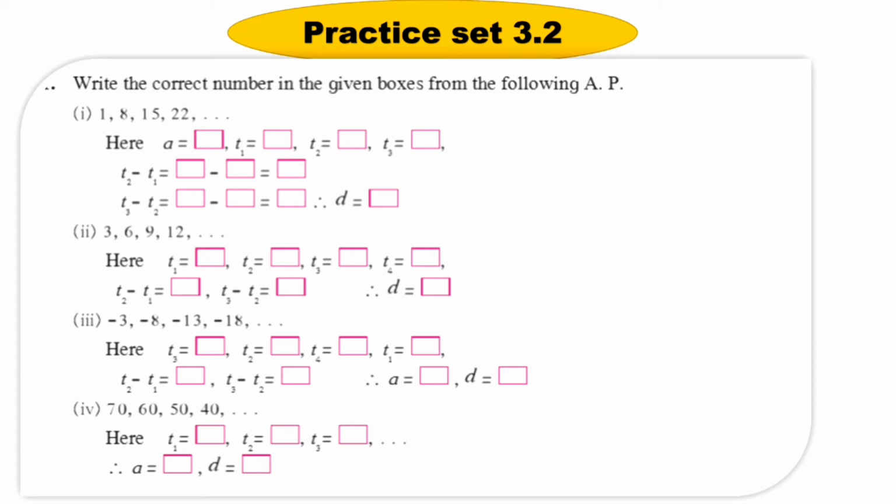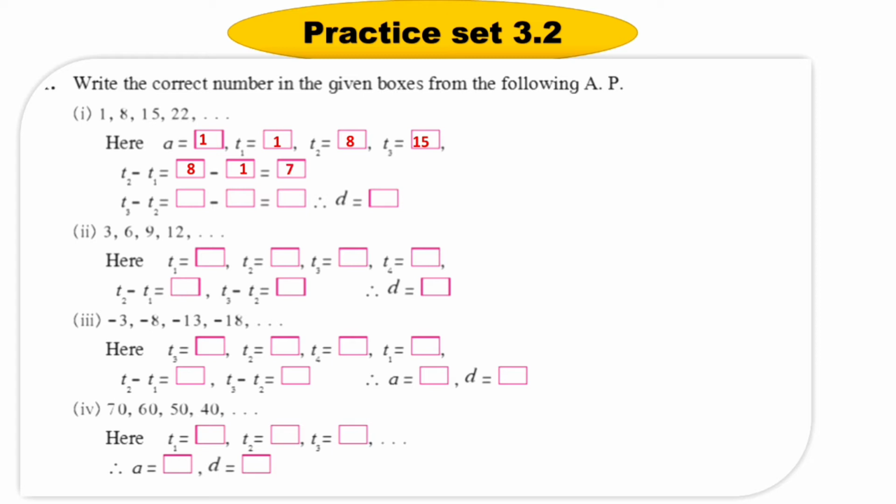Here A means the first term. So our value of A will be 1 and T1 value is what? What is the first term given? 1. Second term is given 8 and the third term is given 15. Now as per the given table we have to put the values and find the value. T2 minus T1. T2 value is 8, minus T1 value 1. So 8 minus 1 we get 7.